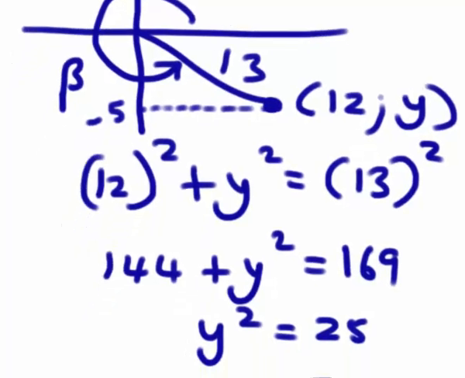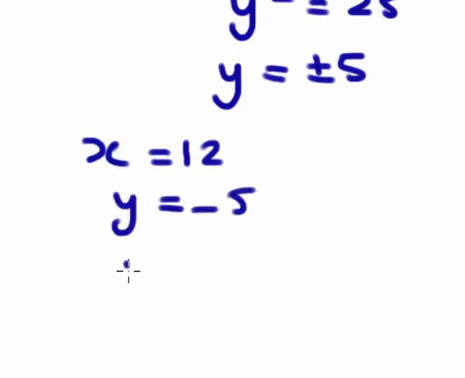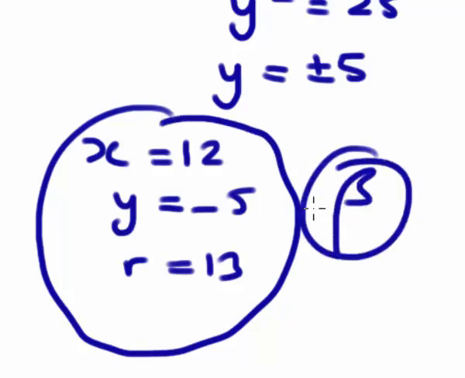Okay. All right. So what do we know for this angle? We've got x is 12, y is -5, and r is equal to 13. That's all for the angle beta.